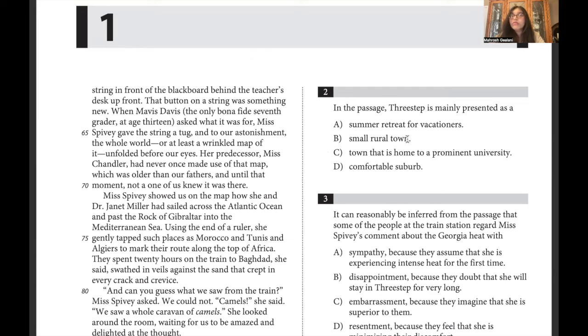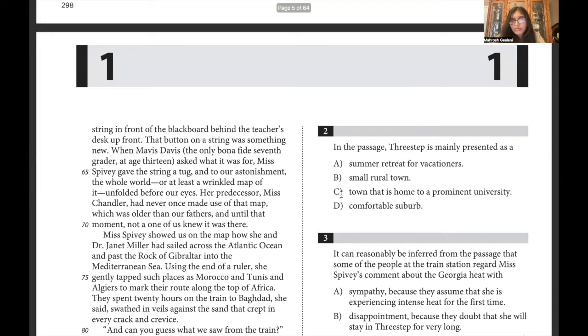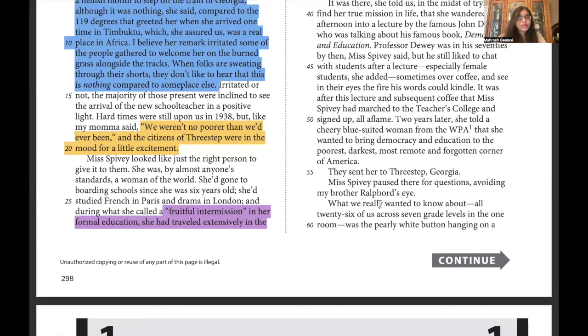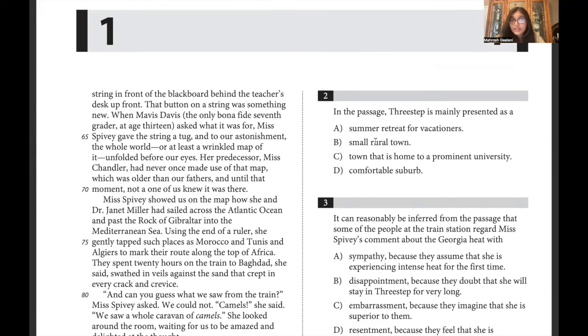A small rural town, okay, that seems like something. A town that is home to a prominent university. Well, if it's home to a prominent university, it doesn't really make sense why they would be excited about a school teacher, right? And a comfortable suburb. Well, it doesn't seem like a comfortable suburb because in the story, you actually read about how hot it is and everyone is standing around in their shorts. It's really hot, and Miss Spivey makes a comment about how hot it is. So the way that the writer presents this place doesn't seem to remark on its comfort. So obviously the best option here is a small rural town.